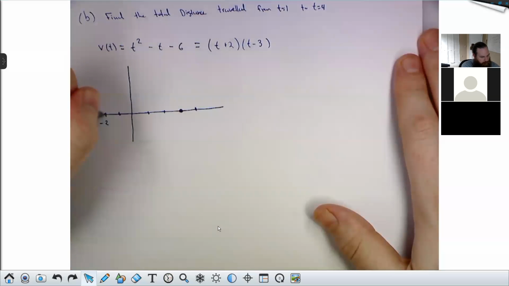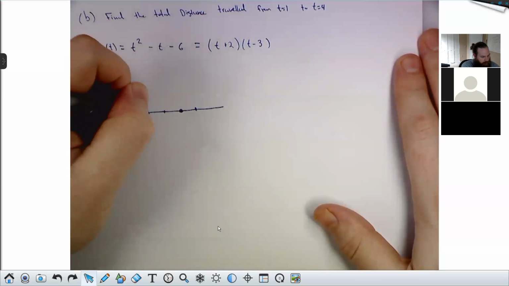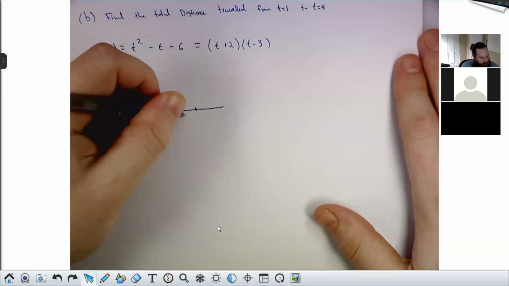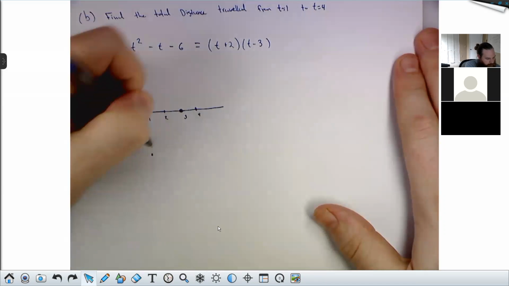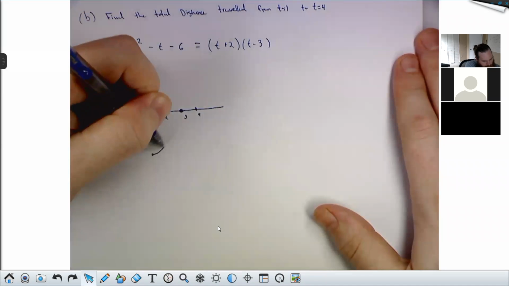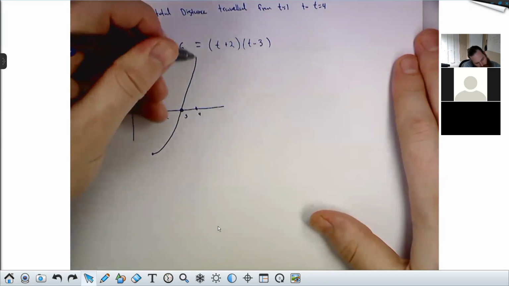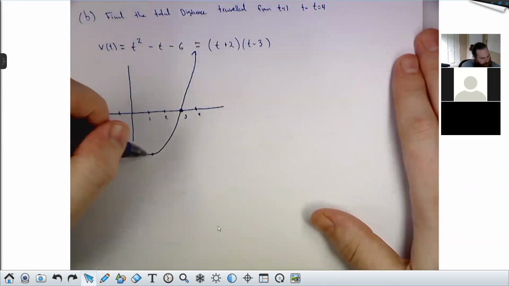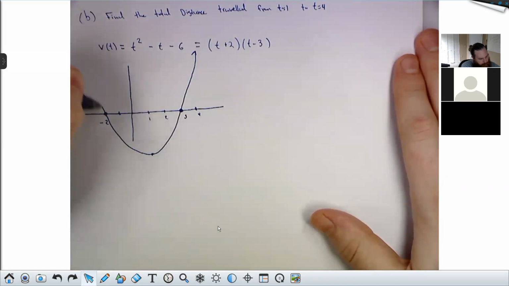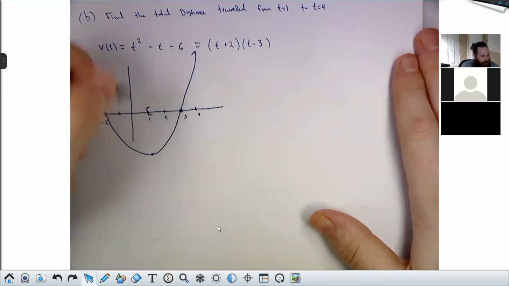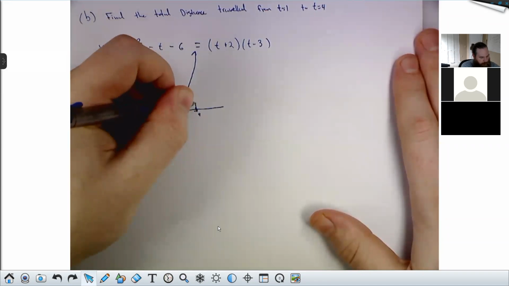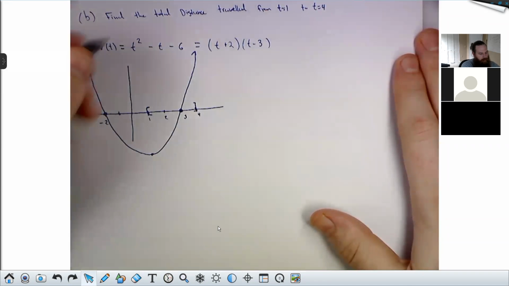We have x-intercepts here at -2 and +3. My vertex is probably somewhere down here. So the graph of this function is this parabola. And we're looking from t equals 1 to t equals 4. That's the piece we're interested in.